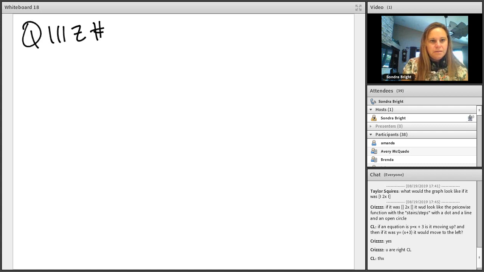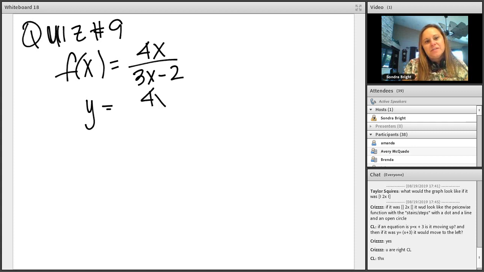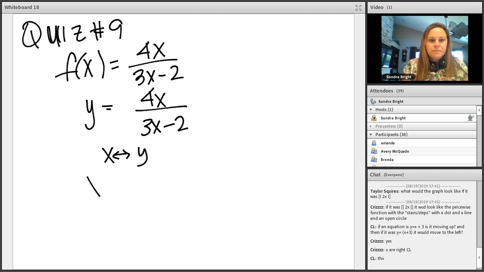Quiz number 9. Find the inverse. Yeah, this one's complicated too, huh? It's very similar to the one I did, but this one's even more complicated than the other inverse one I did. Okay, find the inverse. So your first step is replace f of x with y. And then switch your x and y. So you get x equals 4y over 3y minus 2.